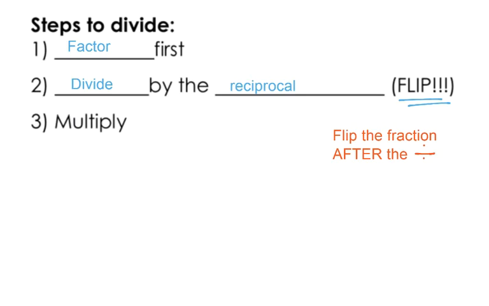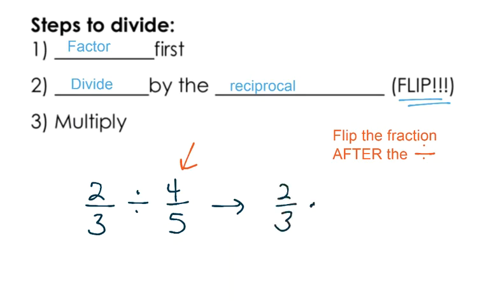Here's what I mean. Here's just a quick example. Remember back when you guys did fractions, if you had 2/3 divided by 4/5, what this really means to do is flip the fraction that's after the division sign. So you would really be doing 2/3 times, the reciprocal of 4/5 would be 5/4. And then it's the exact same thing that we've been doing. Let's try some.